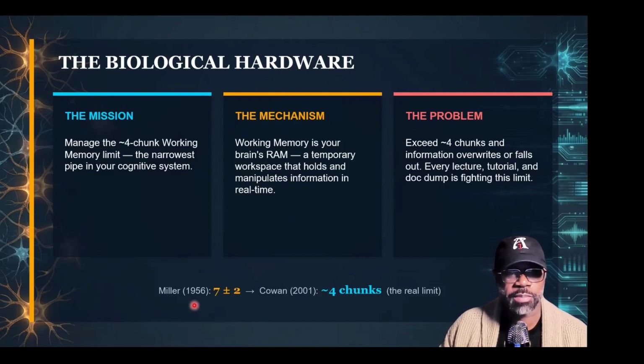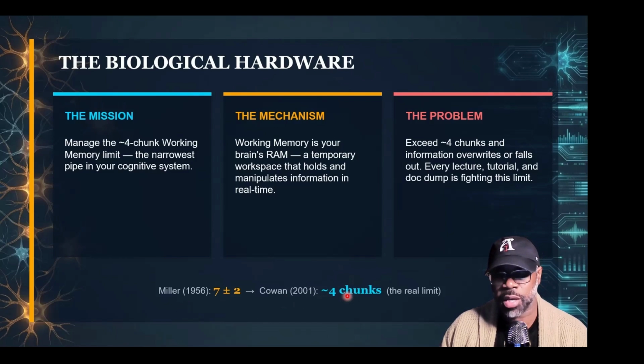Now, the science behind it: Miller in 1956 approximated that there were 7 plus or minus 2 chunks of information that the brain could handle. That science was actually updated by Cowan in 2001, and the latest real-time limit supported by science is 4 chunks, right? So you can check those 2 researchers out if you want to see the scientific evidence of this particular topic.